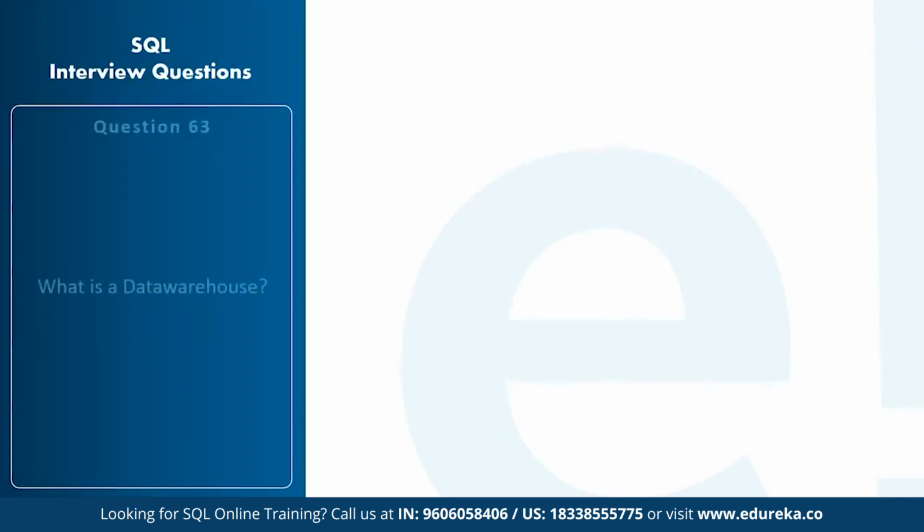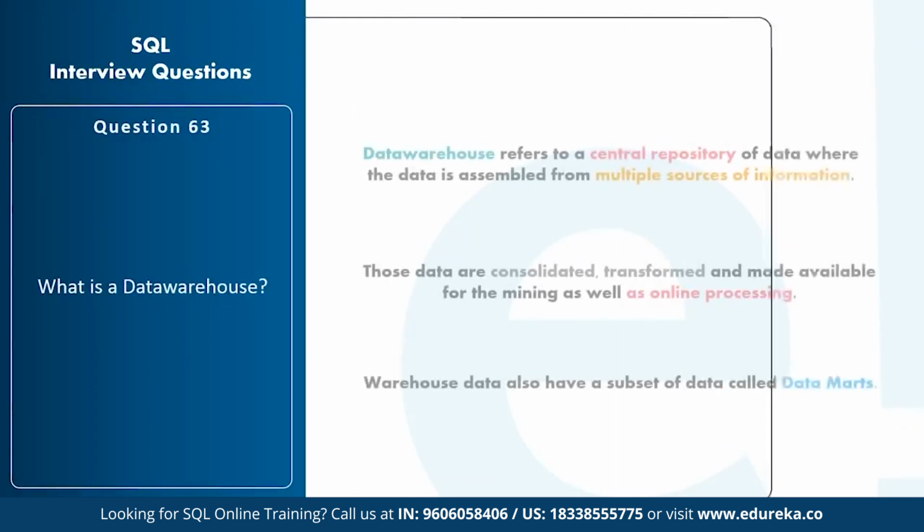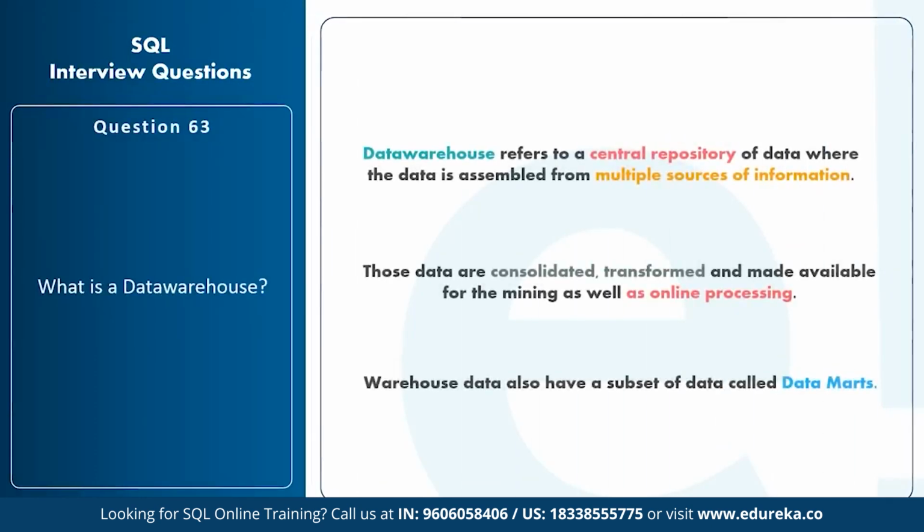Next, let's understand what is a data warehouse. A data warehouse refers to a central repository of data where the data is assembled from multiple sources of information. Those data are consolidated, transformed, and made available for mining as well as online processing. Warehouse data also has a subset of data called the data mart. So a data warehouse can be understood as a central repository of data where the data is assembled from multiple sources of information. So guys, that was about the data warehouse.